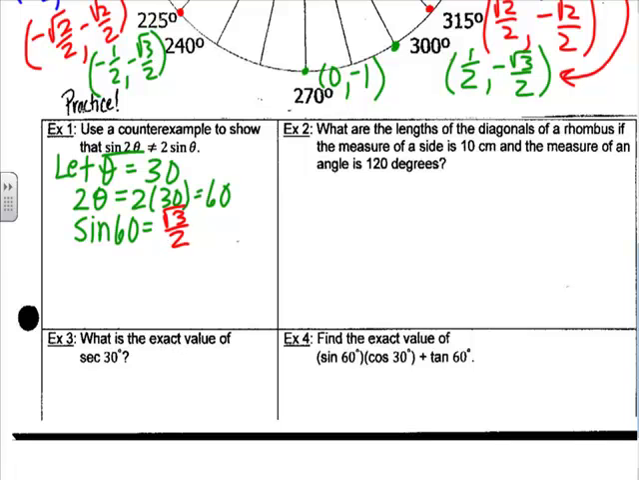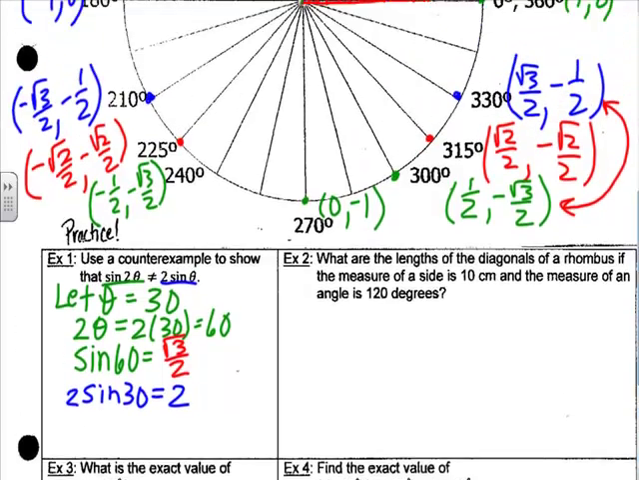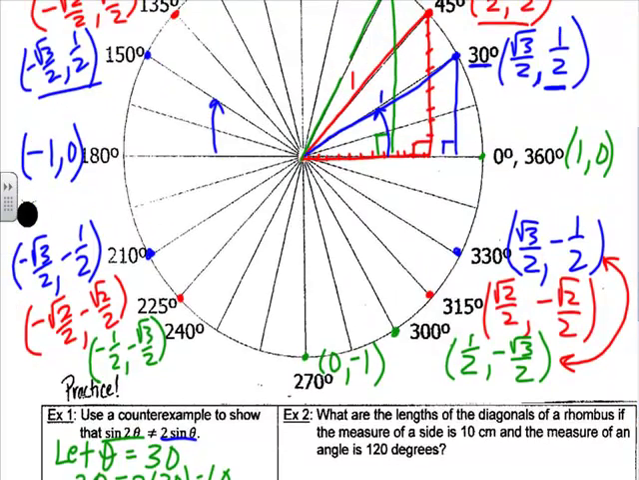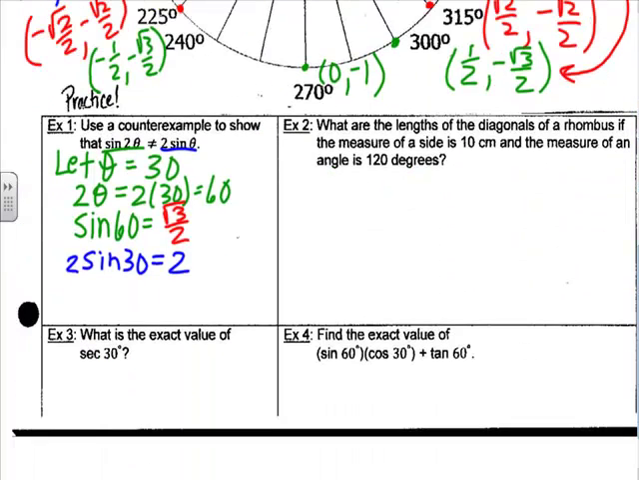So now I'm going to do this other one that says 2 times the sine of theta. So 2 times the sine of theta then would be 2 times the sine of 30. And the sine of 30 would be the y value for the angle of 30, which is 1/2. Your calculator would also tell you that. So 2 times 1/2 is equal to 1. And we can see that this does not equal radical 3/2.